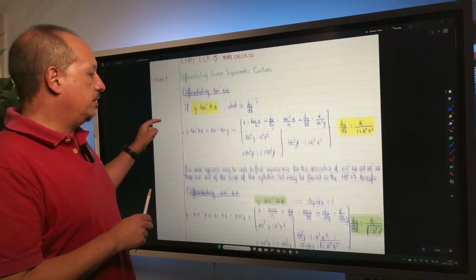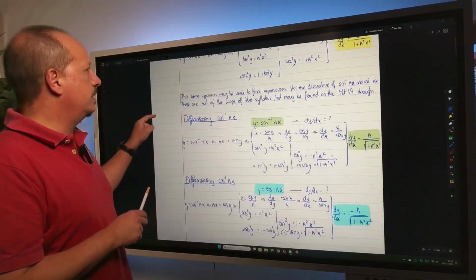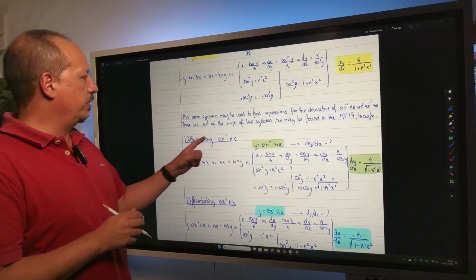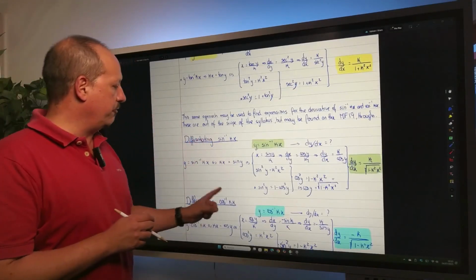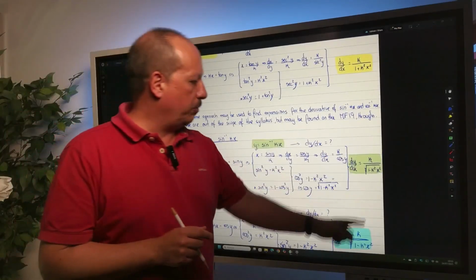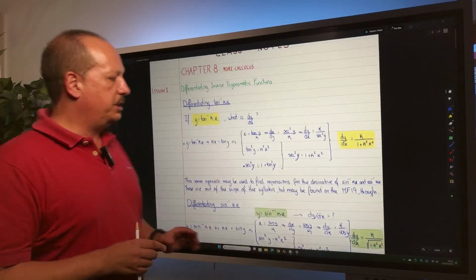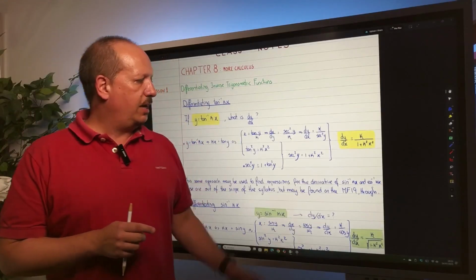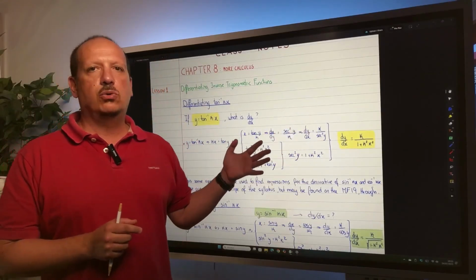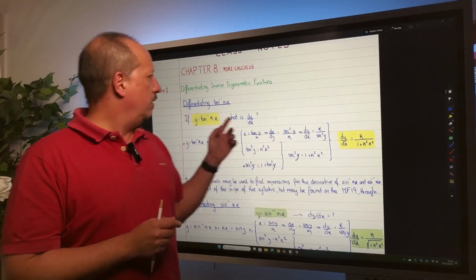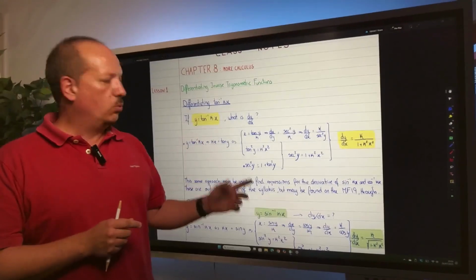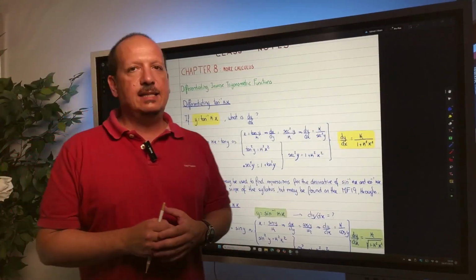I included here, this is beyond the scope of the syllabus, something similar for the inverse sine function and the inverse cosine function. The formulas are simpler. This is more used in further maths, but I put it here anyway, just for you to have an idea that this method does not work only for the inverse tan. It also works for the inverse sine and the inverse cosine.